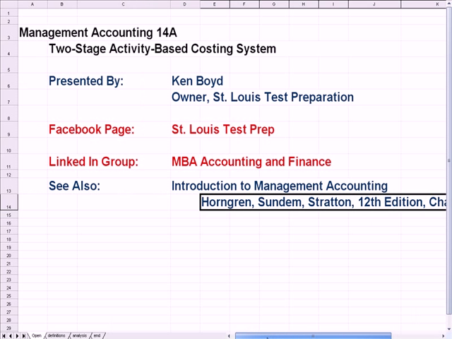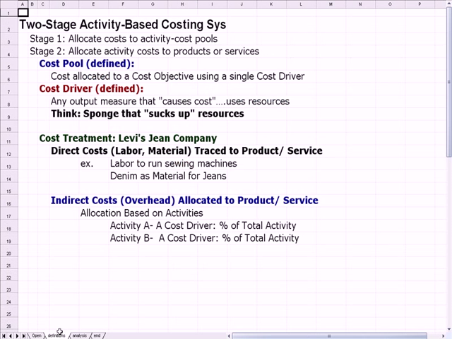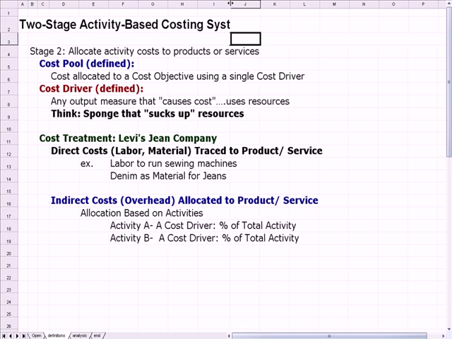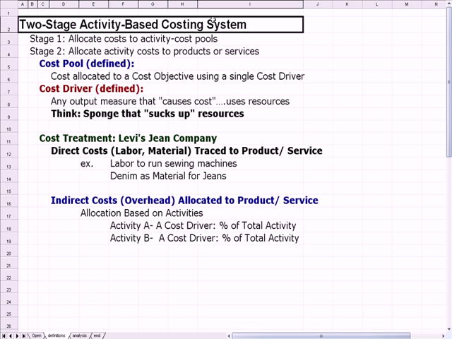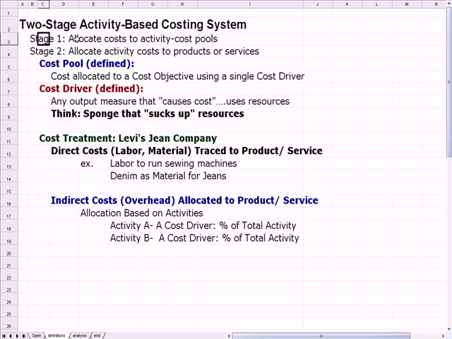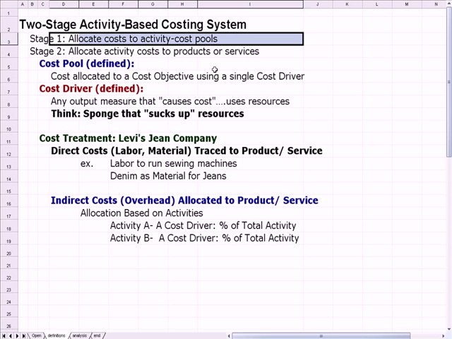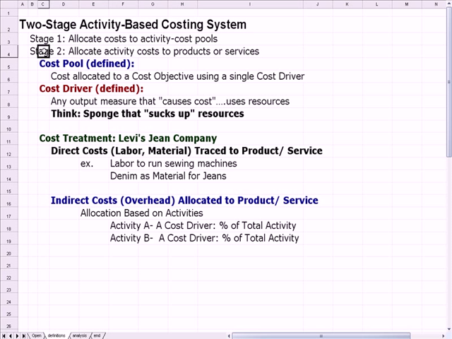So we've talked about activity-based costing on other videos. This is a different type of activity-based costing that I guess we could describe as more specific. Two-stage activity-based costing, a two-stage activity-based costing system. And we call it two-stage because we do it in two steps. Stage 1, we allocate cost to activity cost pools, which we'll define in a minute. And then second, we take those costs and finally get them to the products or services at the end. So it's a two-stage process.